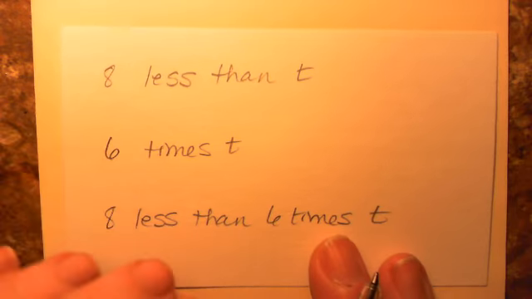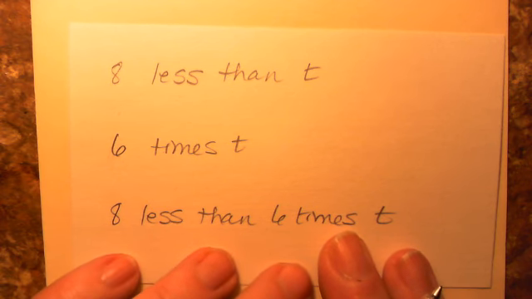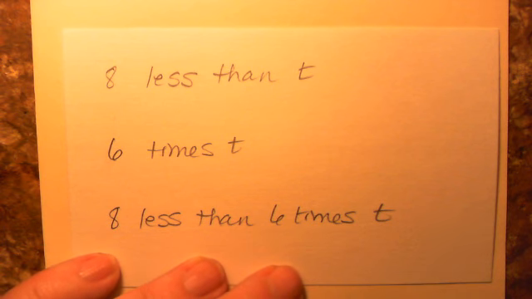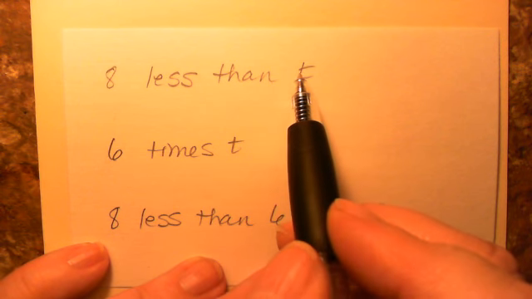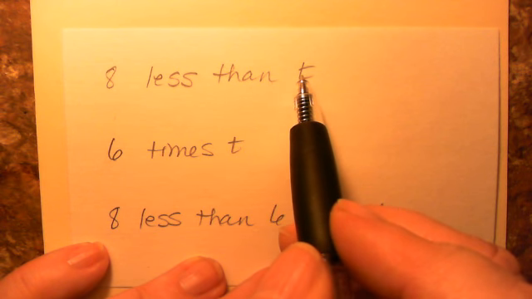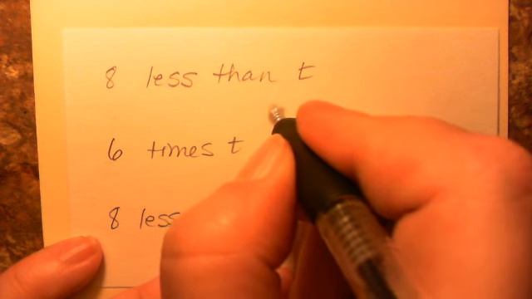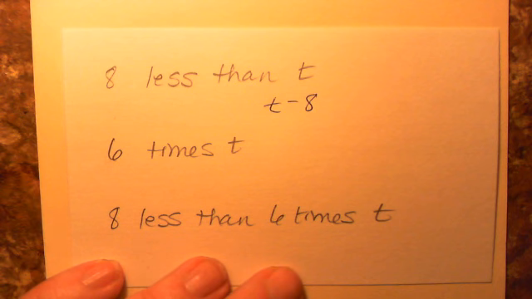More translations. 8 less than t. Less than indicates subtract. And remember, order is important for subtraction. So 8 less than t means we start with t and take 8 from it. So t minus 8 is the only correct translation for that expression, t minus 8.